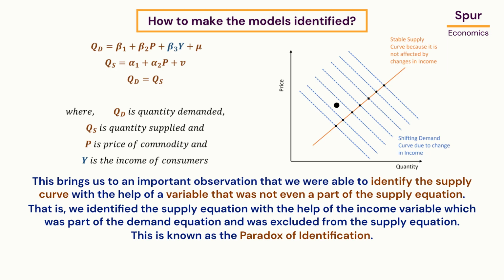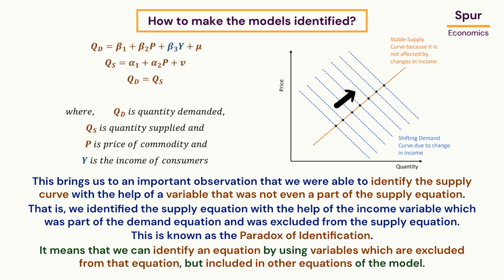This brings us to an important observation that we were able to identify the supply curve with the help of a variable that was not even a part of the supply equation. That is, we identified the supply equation with the help of the income variable, which was part of the demand equation and was excluded from the supply equation. This is known as the paradox of identification. It means that we can identify an equation by using variables which are excluded from that equation, but included in other equations of the model.